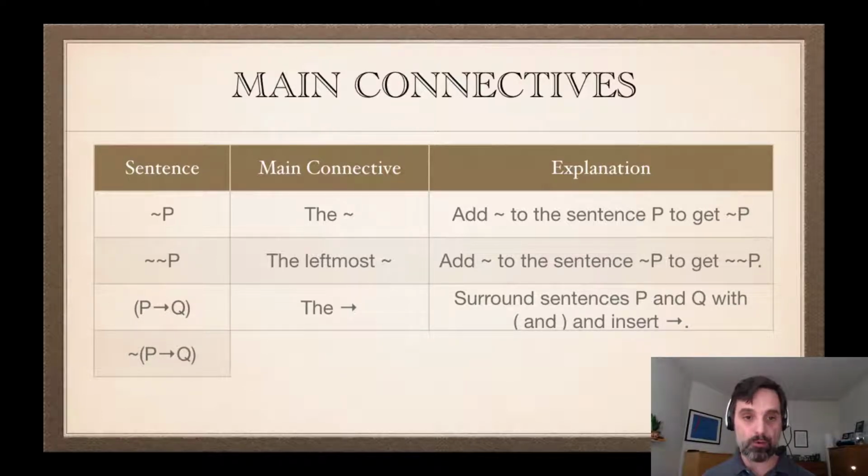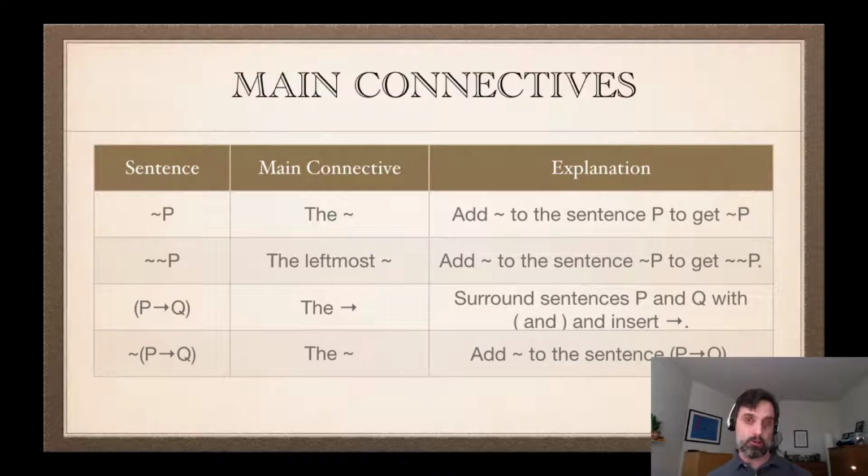Not if P then Q. What's the main connective here? Well, take a guess. It's the negation sign. Why is that? If P then Q is already a sentence, to form our new sentence, we add the negation sign. And so this new sentence, its main connective is whatever we added to old sentences to make the new sentence, and what we added is the negation sign.